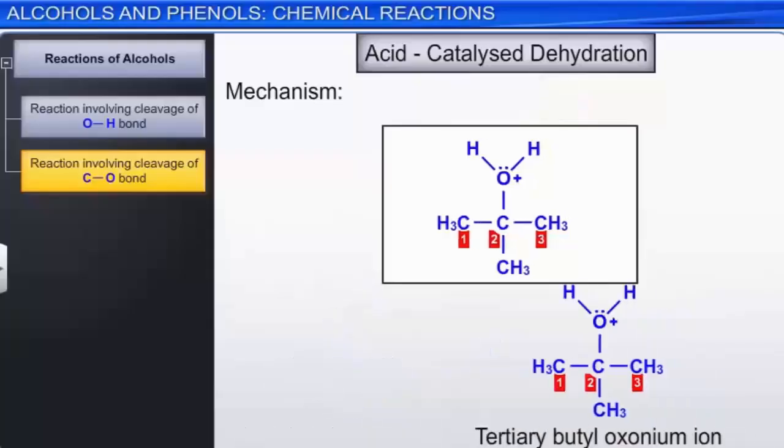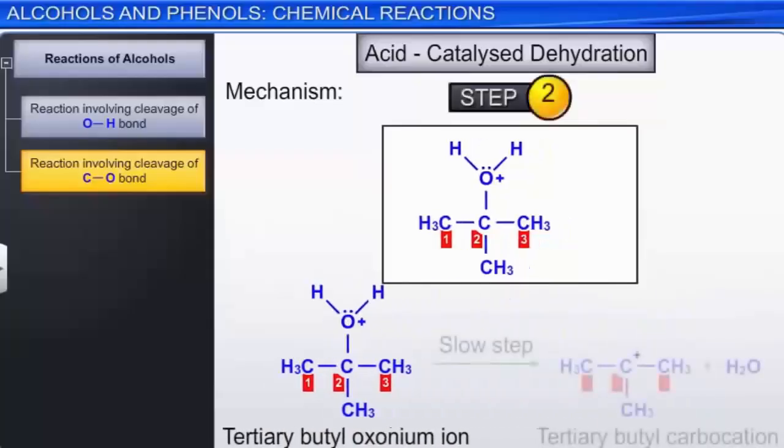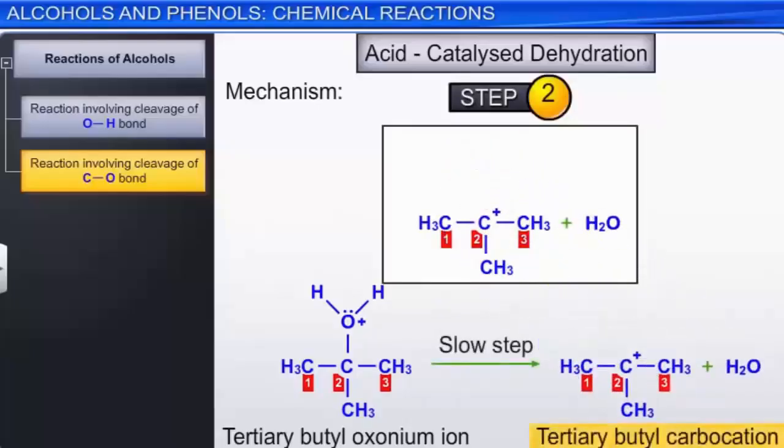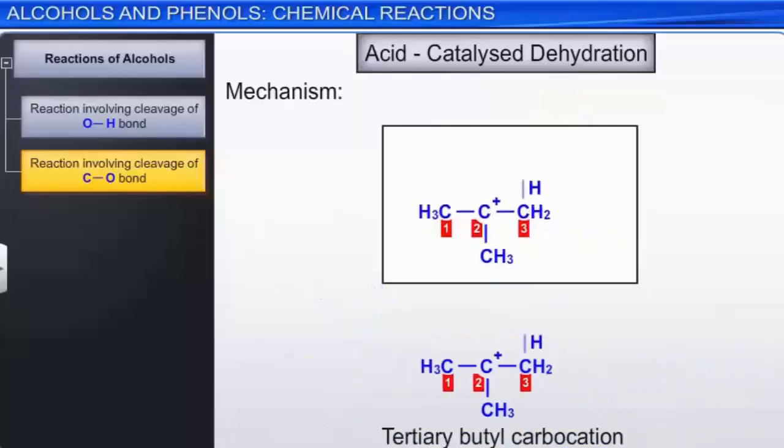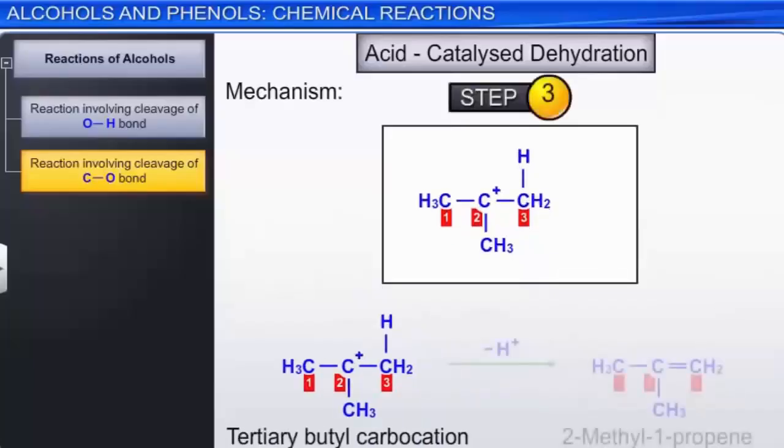The second step of the mechanism is the dissociation of the alkyl oxonium ion to form a carbocation, that is, tertiary butyl carbocation. This is the slow step, or the rate-determining step, of the mechanism. The final step eliminates a proton from the carbocation to form an alkene, 2-methyl-1-propene.